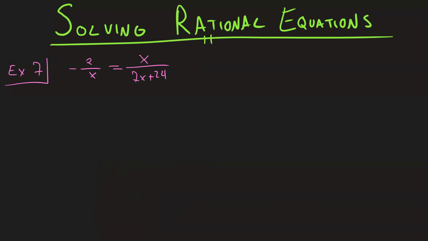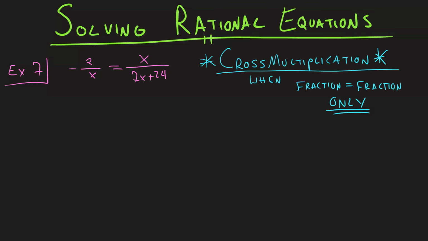Now in example 7, we actually have a really special situation where we have one fraction equal to another fraction. In this situation, our best method of solving is going to be cross multiplication. So you can only do this when you have, like I said, one fraction equal to another fraction. It doesn't work when there are more than 2 fractions.